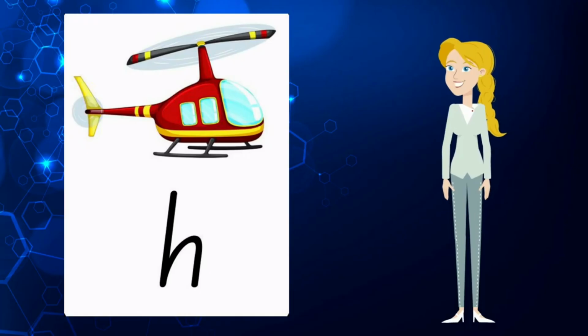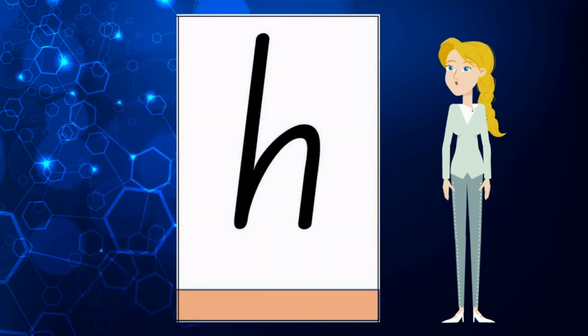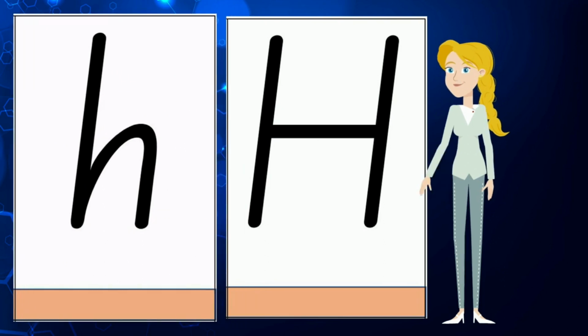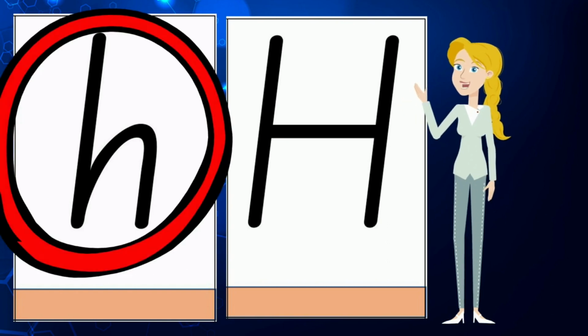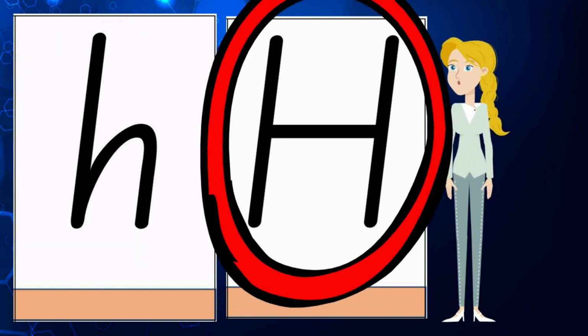The sound can be represented by the lowercase letter h. But like all letters, H has a capital letter too, and this is what it looks like. Remember, we always use lowercase letters in our writing. Capital letters are used for special jobs like the beginning of names and the beginning of sentences.